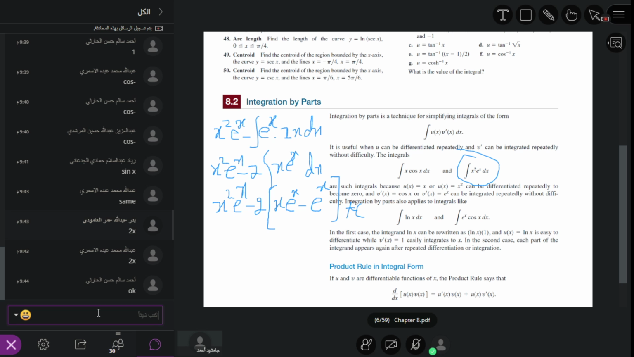So thus we get x square e power x minus 2x e power x plus 2 e power x plus constant. So this is the solution of our question.